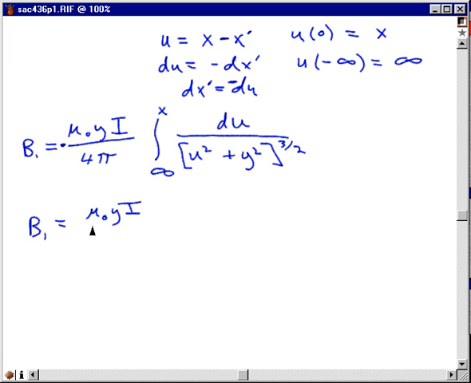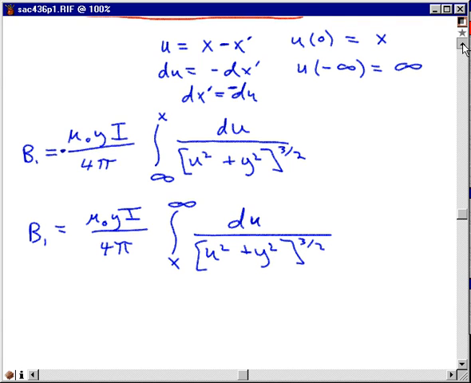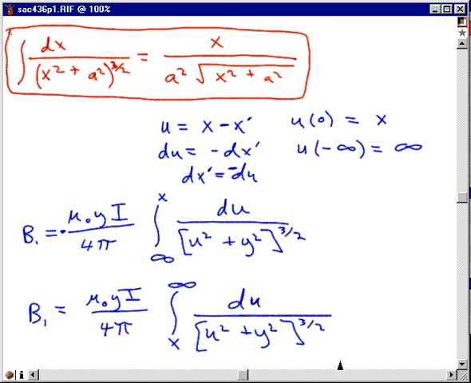fact to write this without the minus sign. I find it slightly easier to evaluate if I don't have minus signs floating around. That's du all divided by u squared plus y squared all raised to the 3/2. And now, I can get it in the same picture.